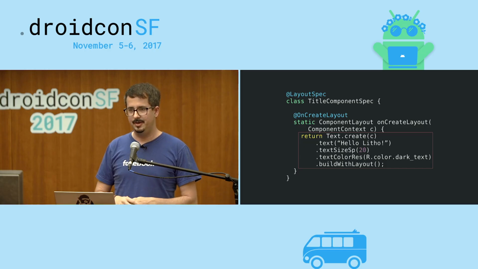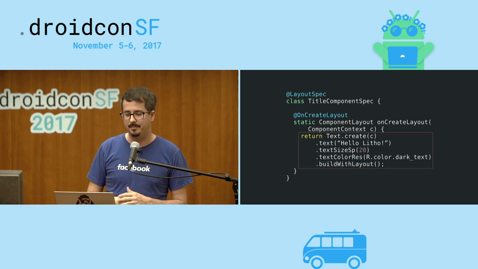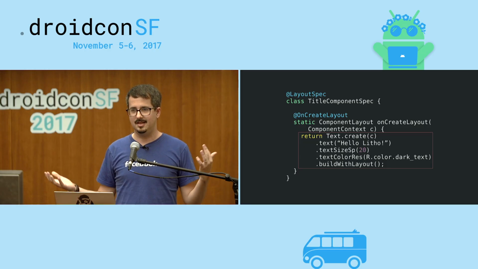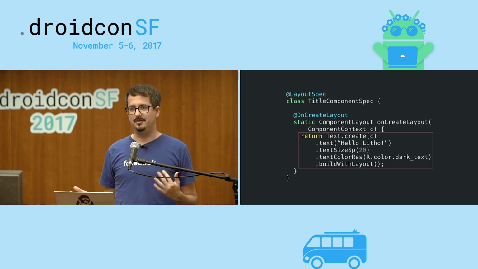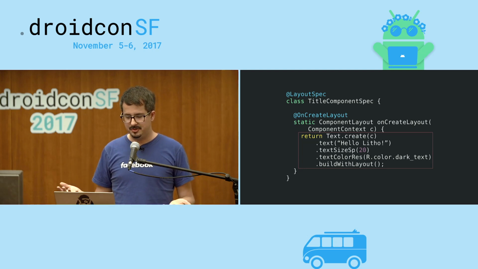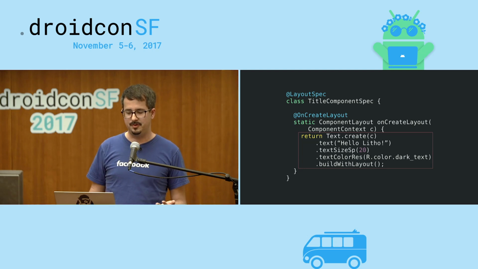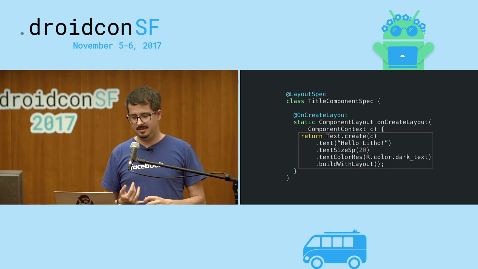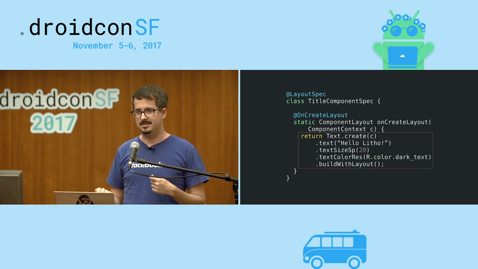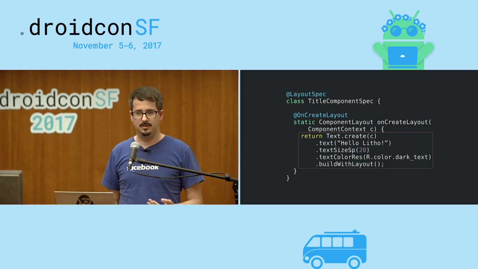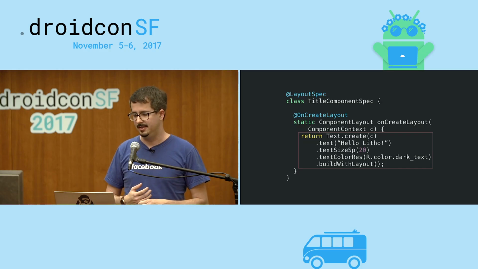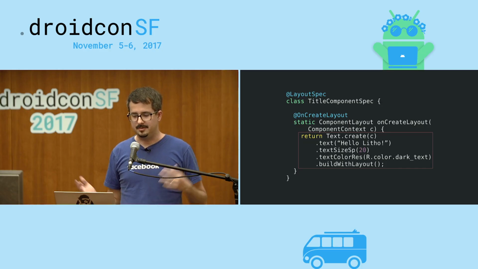So your title component, and that's the spec of that component. Let's say this is the classic Hello World example. The UI that it generates is just a text saying hello Litho. Some interesting aspects of that: the inputs for this text component are going to be the text size, and there are some nice convenience functions here to set sizes from SP, from resources and so on. The text color is coming from a resource in this case. And that's it. So that's your component.